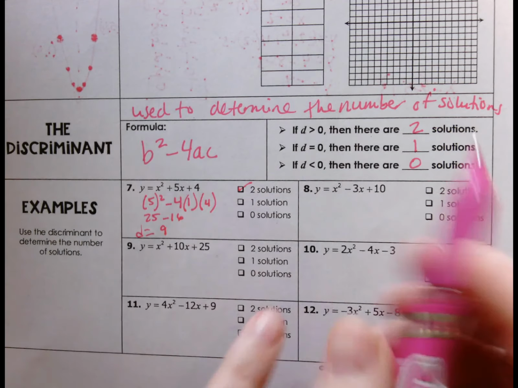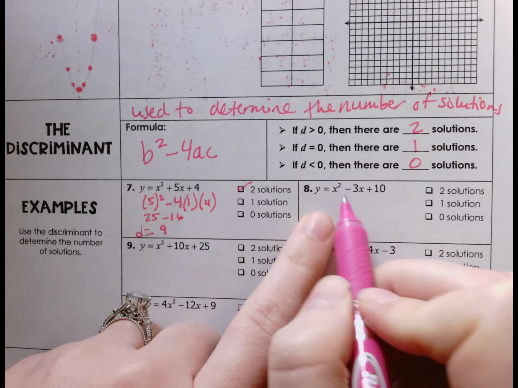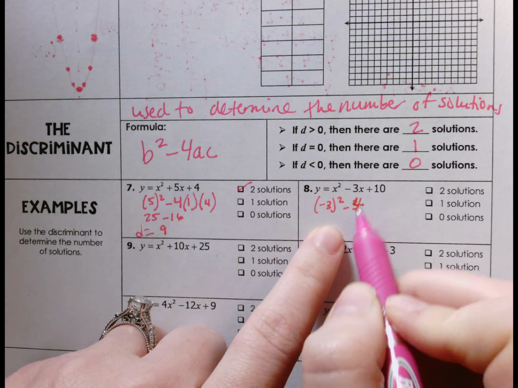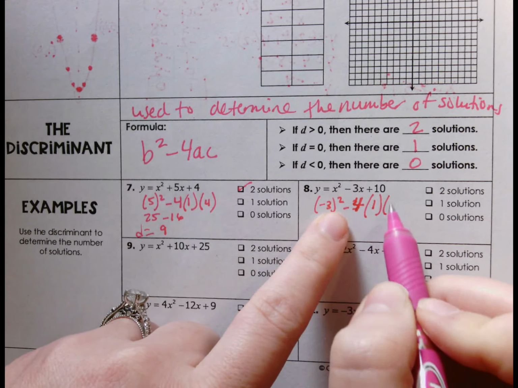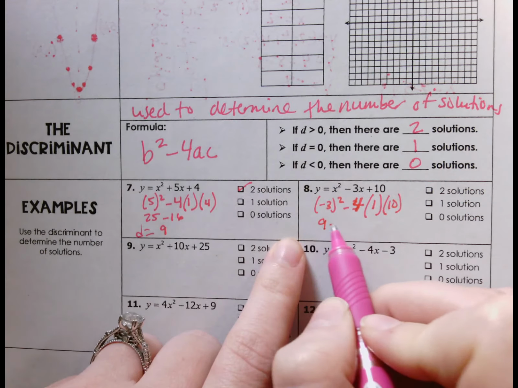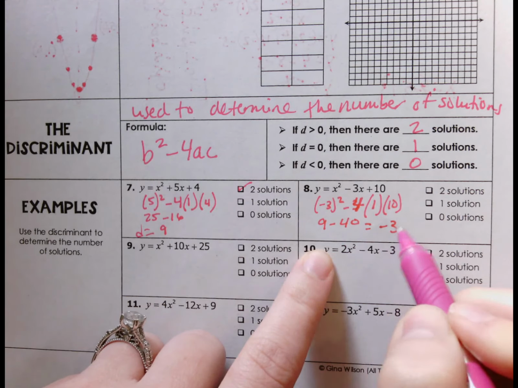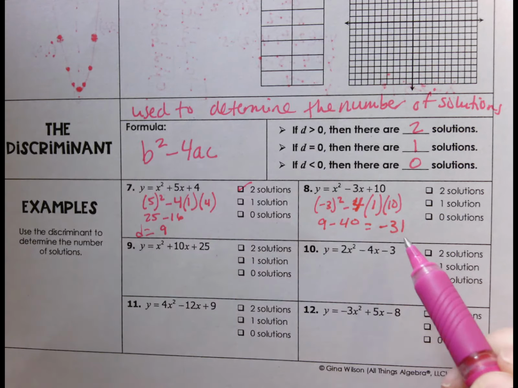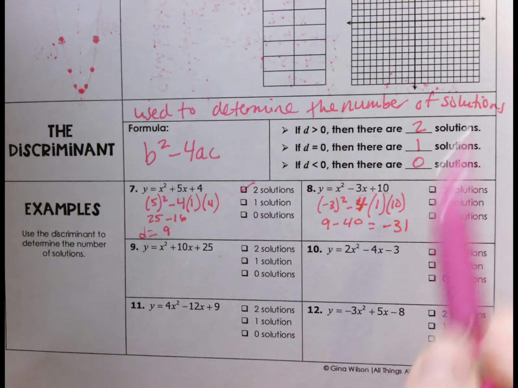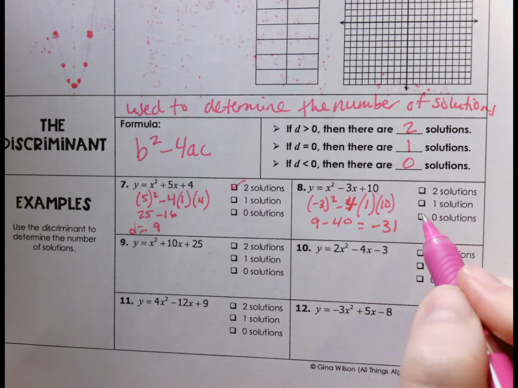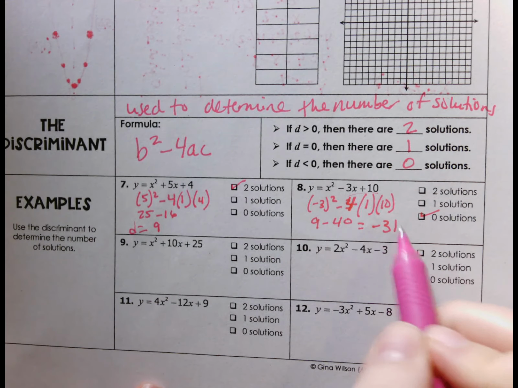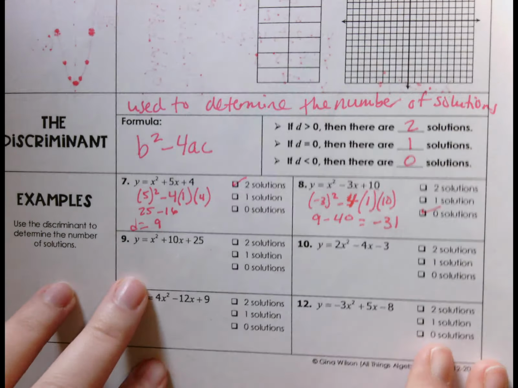Let's go ahead and do number 8 as well. So now we can plug in this negative 3 squared minus 4, a is 1 and c is 10. So we end up with 9 minus 40, which is a negative 31. Okay, negative 31 is not a square, so by factor test, we would not be able to factor this. Okay, but by discriminant, it means that there are going to be 0 solutions. Okay, so that is something to consider on these. So that means we're going to have 0 solutions there. It's a negative number.